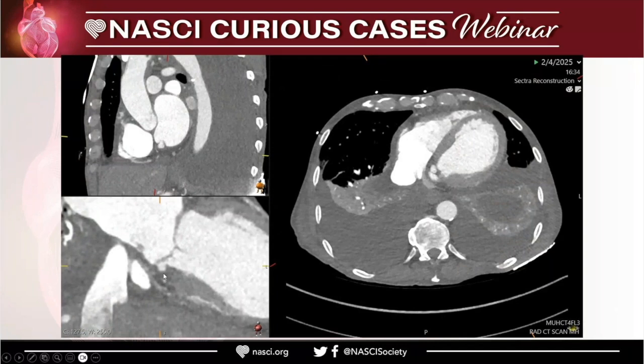So that's my interpretation. Anybody want to comment and give some input here? Can I ask one thing about other experts' opinion? When it's infected, we can say abscess. What about not infected? Do we say pseudoaneurysm or aneurysm?